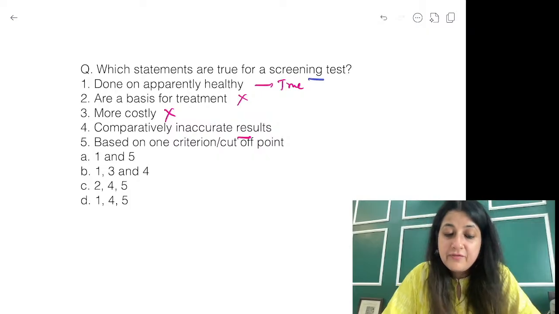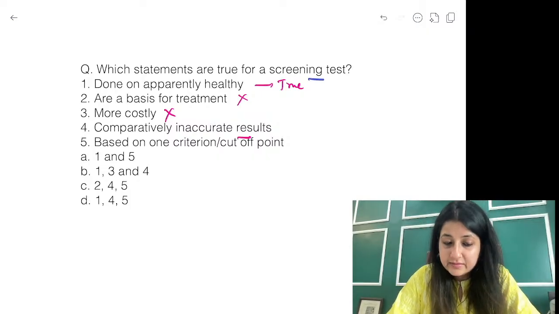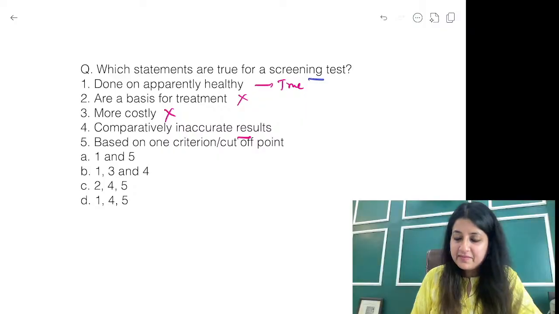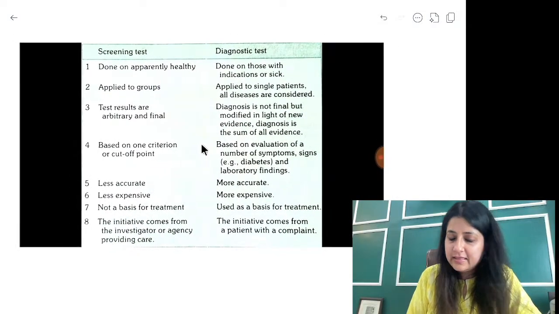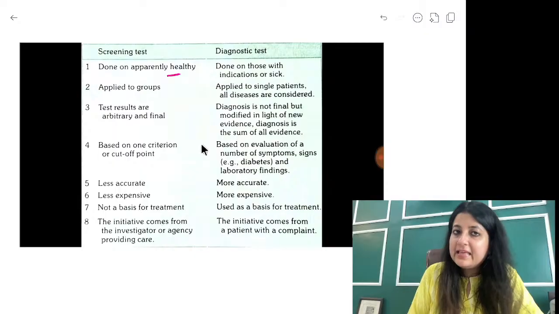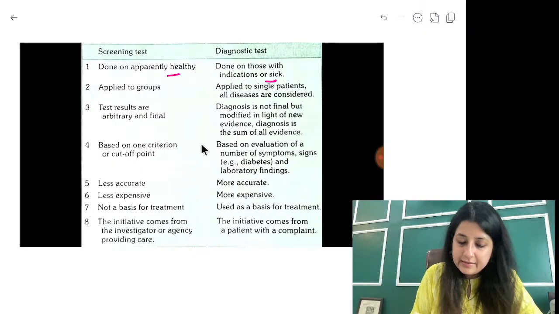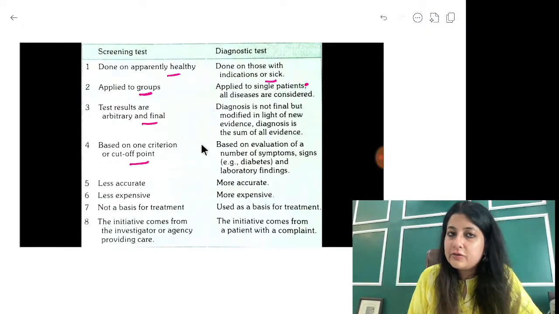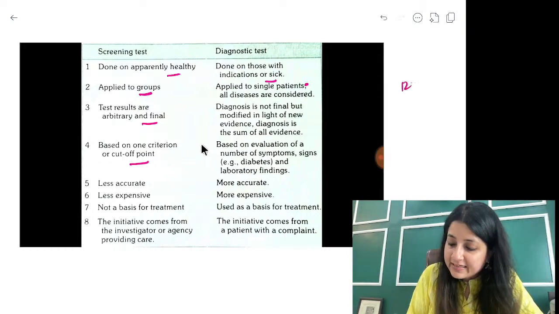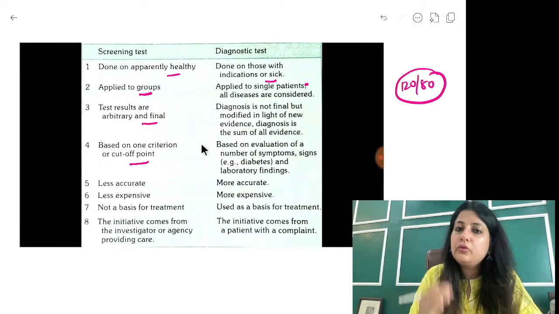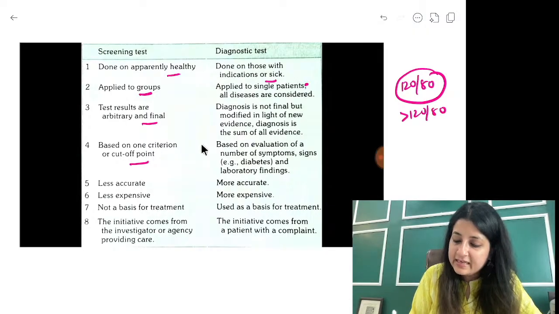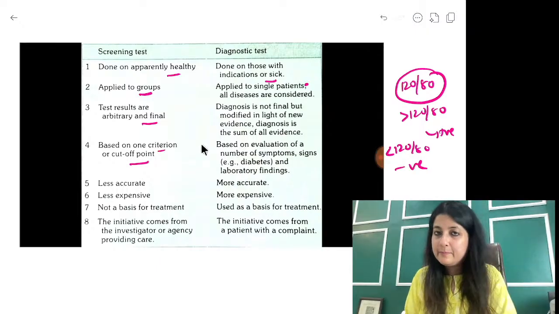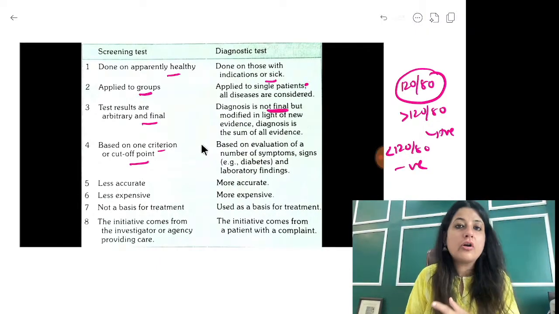Inaccurate results. Now if you compare inaccurate results, let me take you to a table. Screening tests are done on the apparently healthy; diagnostic tests are done on those with indications of being sick. Clear? Screening is applied to groups, diagnosis to single patients. Test results are arbitrary and final, based on one criterion cutoff point. For example, if I say the screening test cutoff is 120/80, all those with more than 120/80 are positive, and those with less than 120/80 are negative. So it is final.